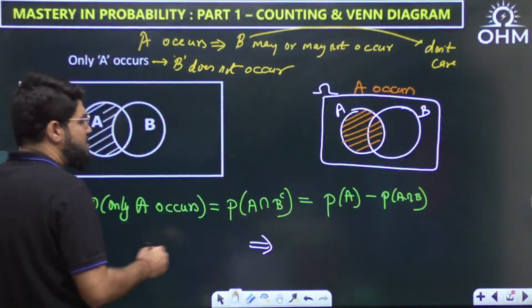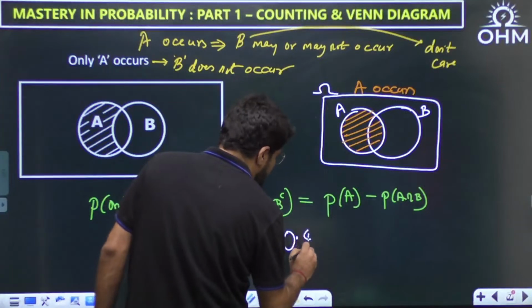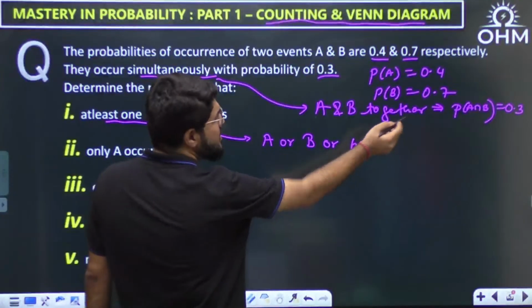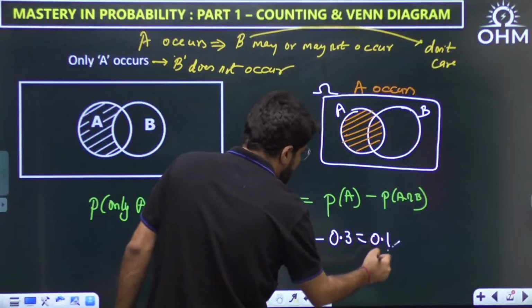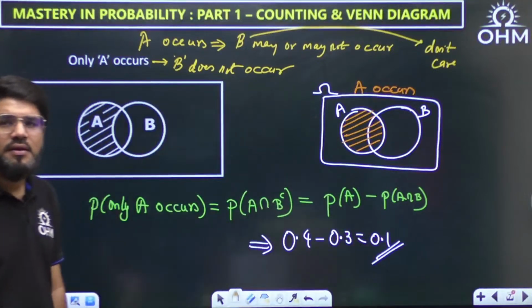So what is PA given to me? 0.4. And what is P of A intersection B? 0.3. So when I subtract that, I get the probability of only A, that is 0.1.